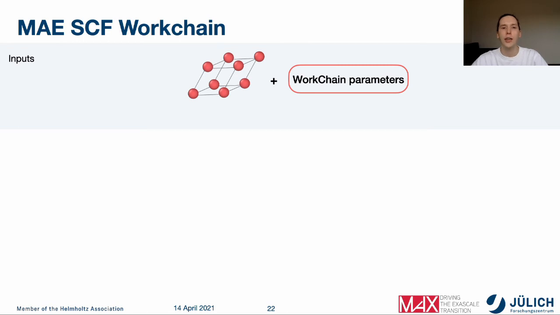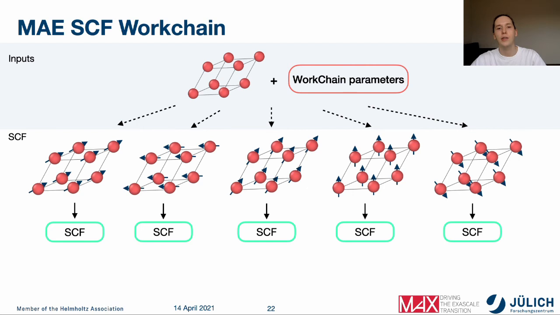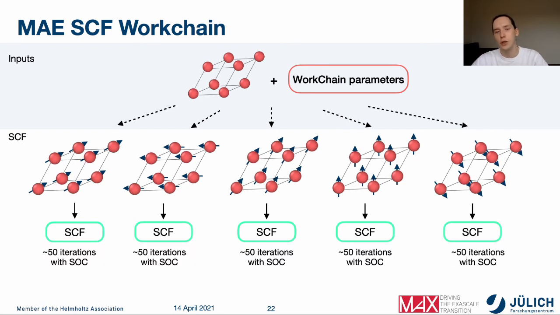This workchain takes the structure as an input and other parameters that control its logic, and then creates a set of structures having different spin polarization and submits a self-consistent workchain for each of them. After some number of iterations, usually around 50 or 60, for each of the structures, the data is gathered and the output is created.